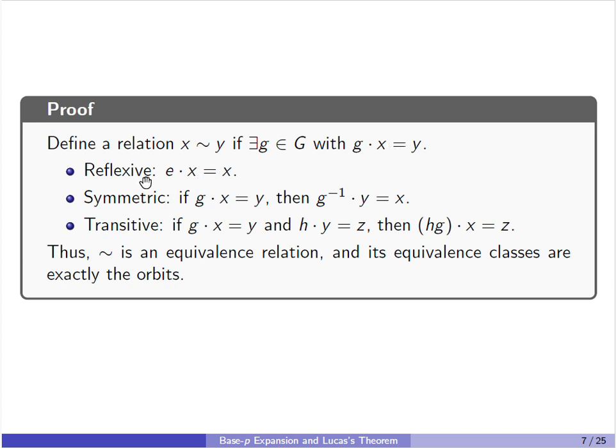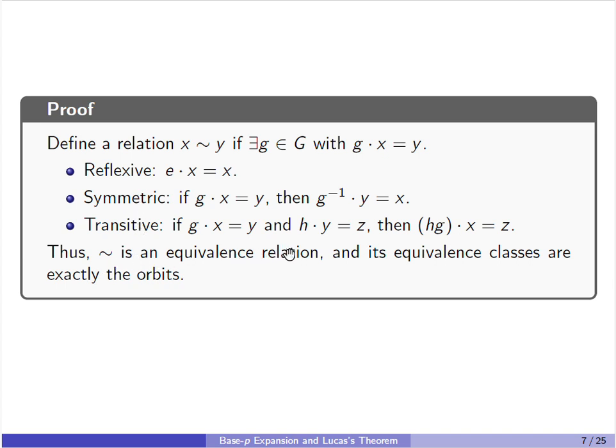This is a reflexive relation, which shows that X is in its own orbit. X is in the orbit of X. And then it's symmetric: if X is related to Y, then Y is also related to X. And it's transitive: if X is related to Y and Y is related to Z, then X is related to Z. So that's the transitive property. Now, if you have a relation that satisfies these three properties, then that gives you an equivalence relation.